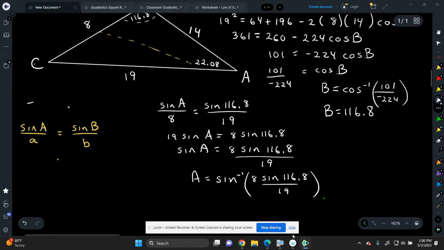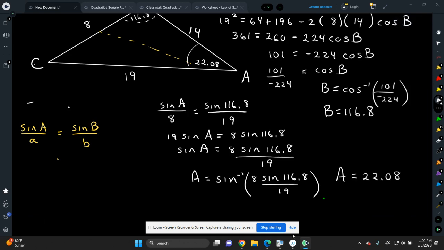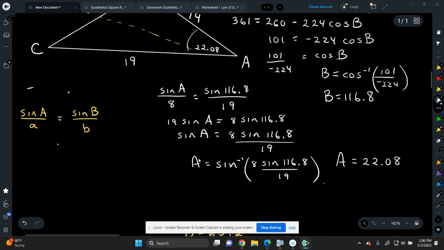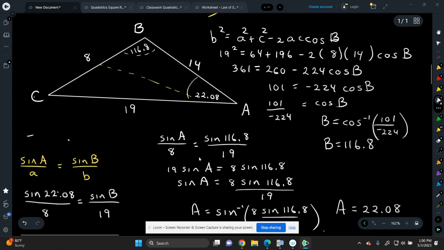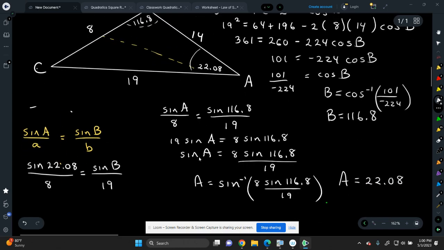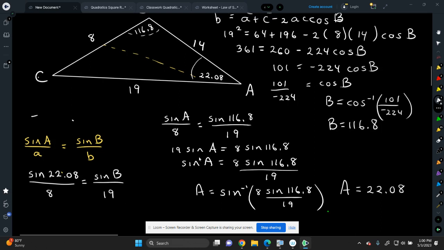Yeah, so then what would B be? Because we got 63 first time and now we got 116. So we got the same value for A. The different one would be B. Okay, so let's work it again then, all right? So if we did it this way, sine of A, 22.08, maybe I made a mistake in my calculations, and A is 8, sine B over B, which is 19. So we should get that same 116.8, right? That's what we're saying, right? Make sure I got everything.